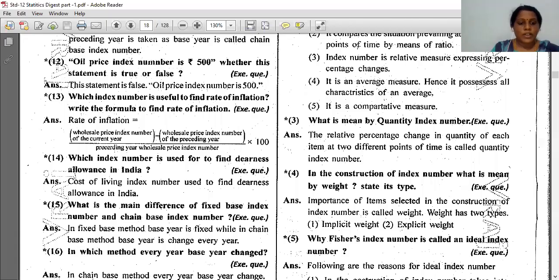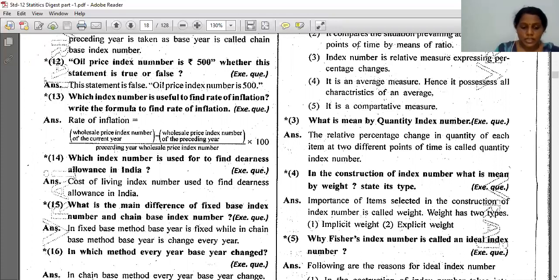15th one. What is the main difference between fixed base index number and chain base index number? This is also one important question. The difference is that in the fixed base index method, the base year is fixed, while in the chain base index number, the base year is changing. This is the only difference. In fixed base, the year is fixed, and in chain base, the year is not fixed, or it keeps on changing. That is the main difference.